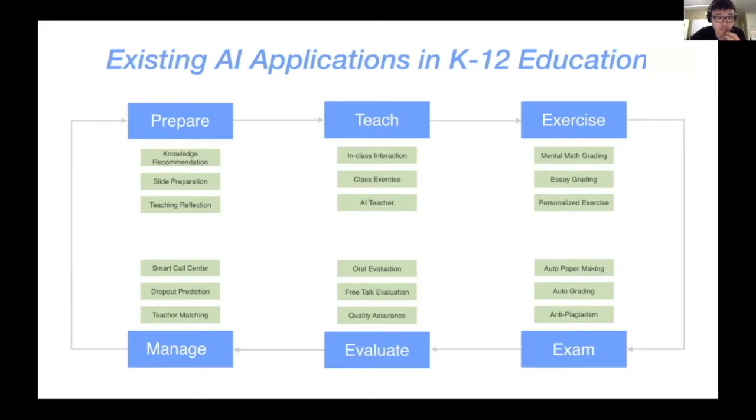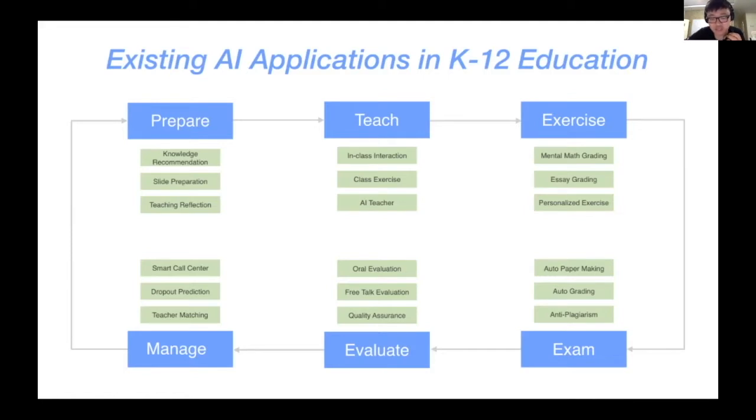When we look at existing AI applications in K-12 education, we can split the entire workflow into six parts. The first part, starting at the top left corner, is prepare, which means how AI helps people do the preparation session in education. For example, the teacher has to prepare the slides, do some reflections before they teach a class, and know what kind of knowledge to teach in the class. The second part is teach, which means the teacher has to know how to teach a class. We have real human teachers and also AI teachers. When teachers teach the class, they should have a lot of interactions with the students, and how can we use AI to improve the quality of those interactions.